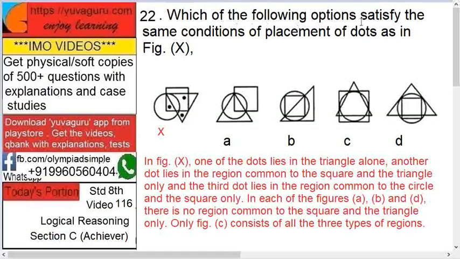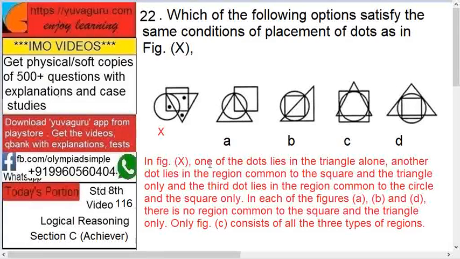Let's start. Which of the following options satisfy the same condition of placement of dots as in figure X? It means what? This figure X has dots in certain positions. Now the remaining figures A, B, C, D should satisfy the similar conditions, but there won't be any dot. But the condition of the dots should be there in these figures, like see.